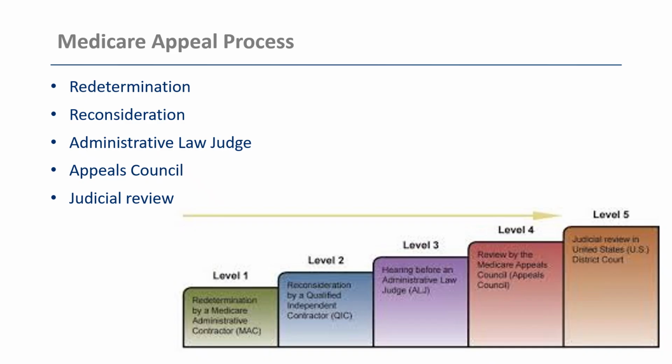So, you've got your Medicare appeals process. You have your redetermination. You can ask for reconsideration. You can go to ALJ, Appeals Council, and finally judicial review. So if you feel strongly that your claim should be paid, 1 or 2 denials don't have to stop you.